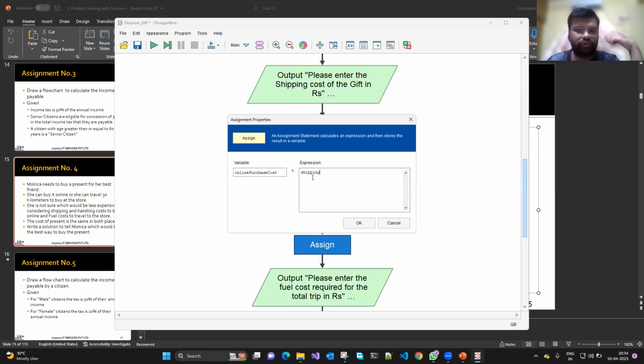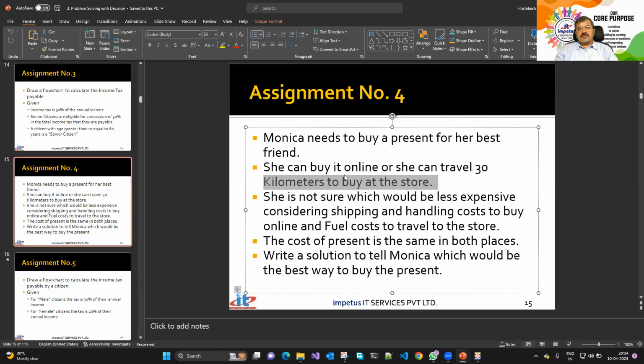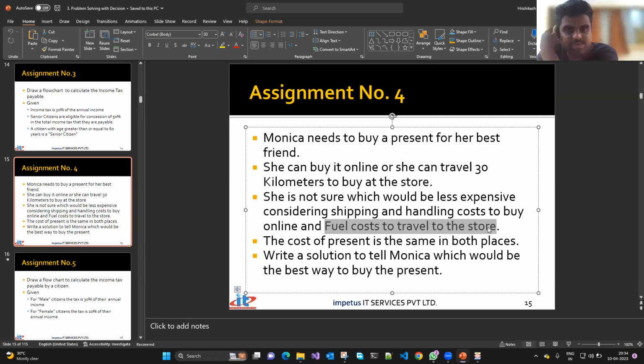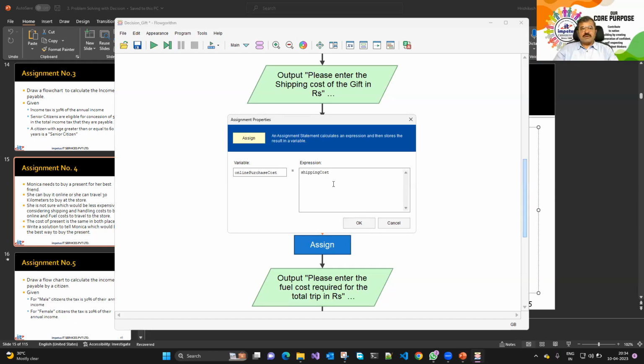But sir, kilometer, one way or two way, we can't assume that, no? Since it has not been given, you cannot make an assumption. We will assume that she can buy online or she can travel 30 kilometers to buy at the store. Okay, so Kaustubh is right. It need not be by car. Can you see that, sir? Yes, sir. Okay, so involved with the fuel.